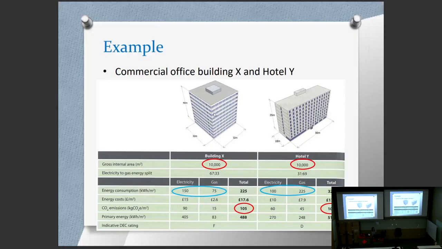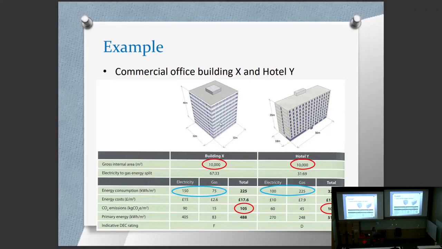X is an office building, and it will utilize electricity mostly. But it also needs gas for heating, maybe space heating, water heating, and for the hotel, it needs more water and space heating. These two buildings, in order to make a more meaningful comparison, they have the same gross internal floor area, 10,000 square meter. And because they have different usage, therefore the split of electricity and gas are different.